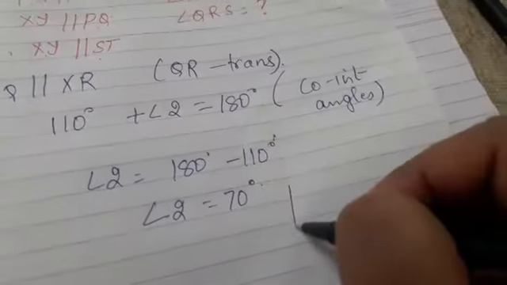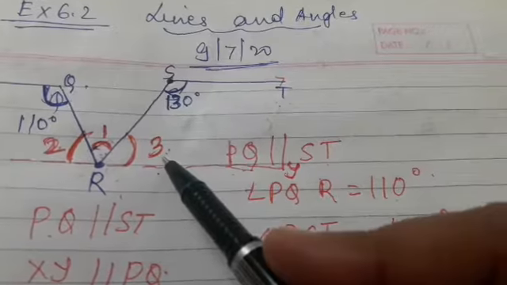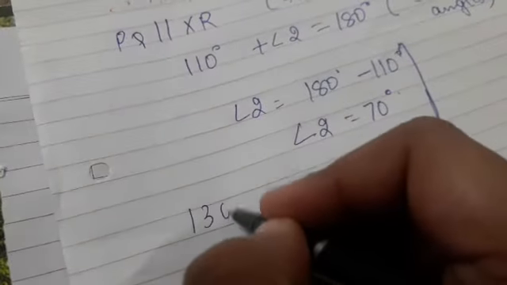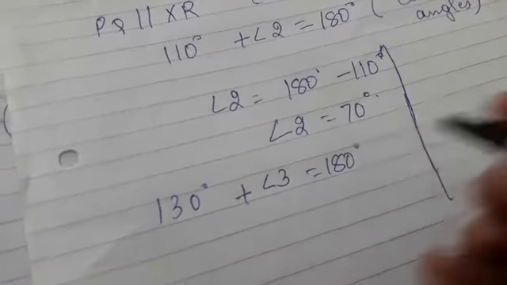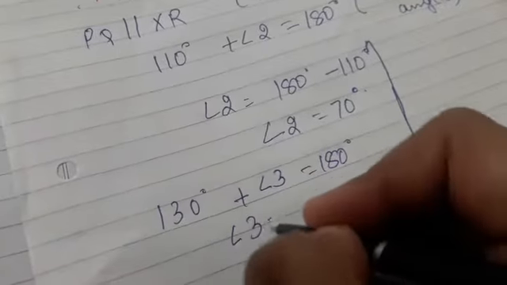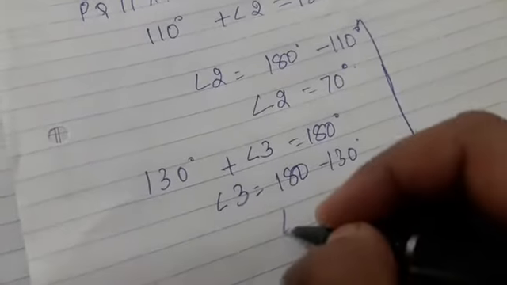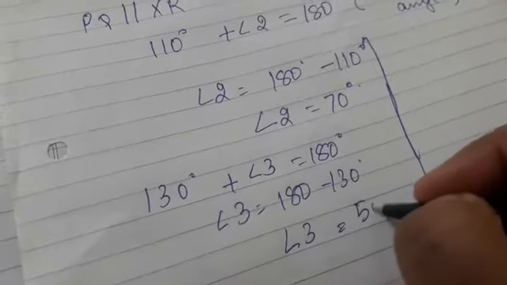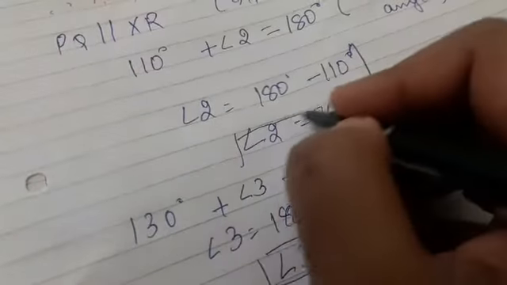Now coming to the right side, look at 130 and 3. 130 and 3 also form co-interior angles. So I will write 130 plus angle 3 equals 180 degrees, and angle 3 will be equal to 180 minus 130, and that will be equal to how much? 50 degrees. So I get angle 3 as 50 degrees, angle 2 I get 70 degrees.